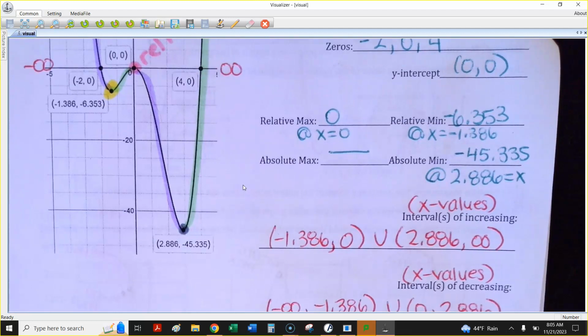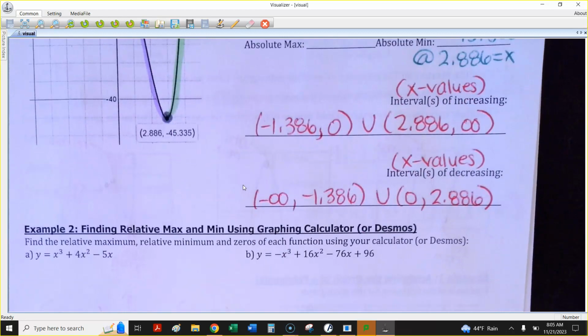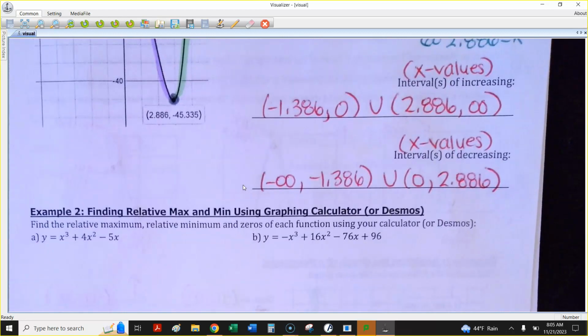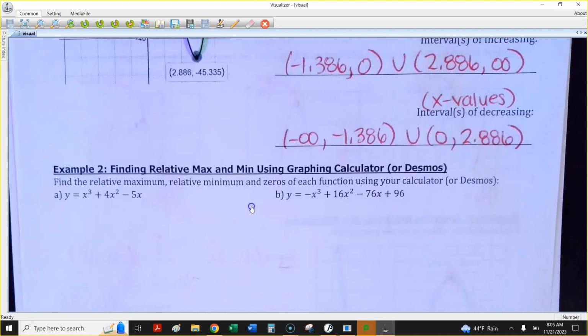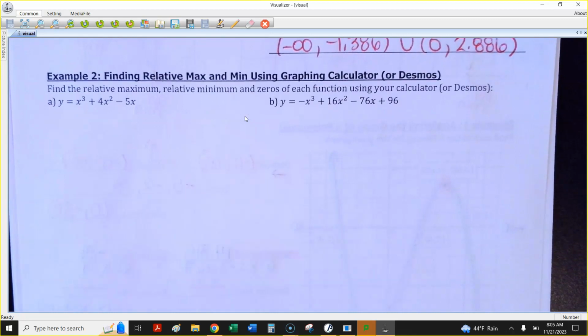Now, if you want to get your laptops out real quick, I'm just going to have you guys do these 2 questions on Desmos super quick. We're just going to talk about relative maximum and minimum, and we're going to find the zeros. Promise it's not going to be hard.